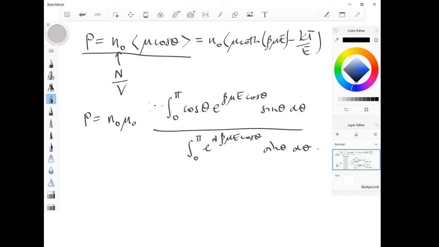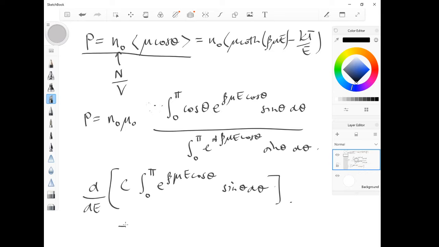And from this, we notice that if we differentiate the partition function, so we've got some stuff out the front, e to the beta mu E cos theta sine theta d theta, and we differentiate this with respect to the electric field that's been applied, then what we end up with is beta mu cos theta, bring that inside, e to the beta mu E cos theta sine theta, which is what's at the top.